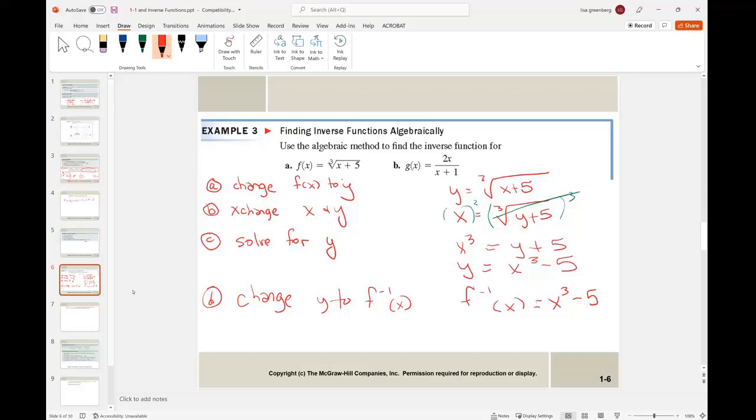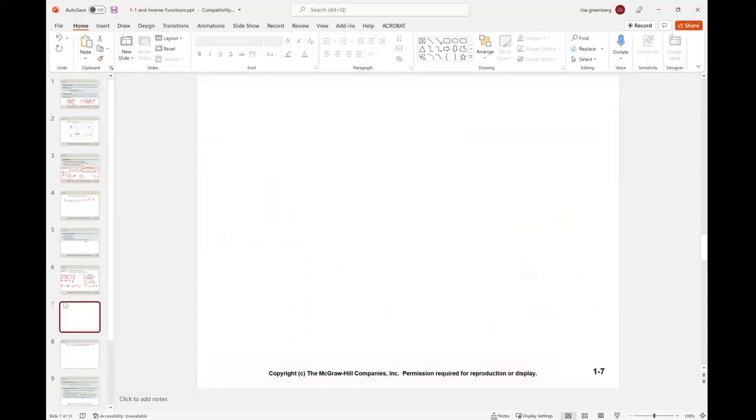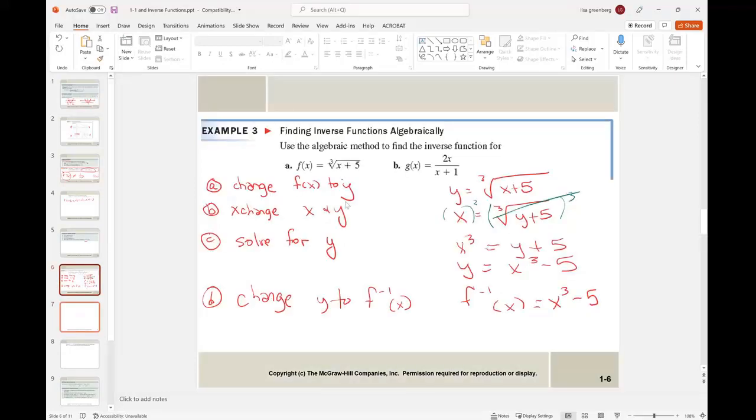Okay, perfect. I'm just going to throw another slide in here, just so I don't have to erase all this stuff. I'll just copy this whole thing that way. I don't have to remember it all.